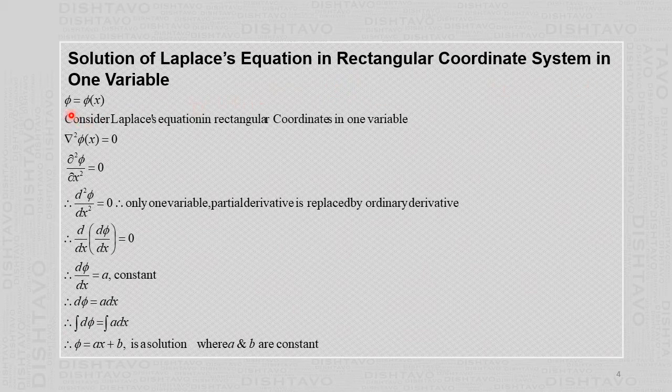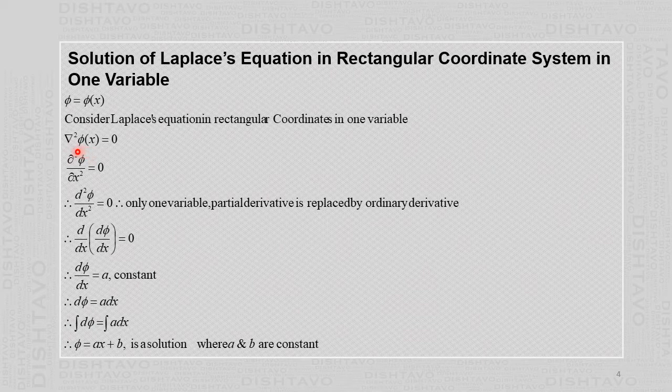So let us say that the function phi is equal to phi of x. That means this potential phi depends only on one variable, that is x. It does not depend upon y and z. So now let us consider the Laplace's equation in rectangular coordinate system in one variable, del square phi of x equal to 0. You remember here that phi is a function of x only and not of y and z. So we will not write that x. Henceforth it is understood that phi depends only on x.